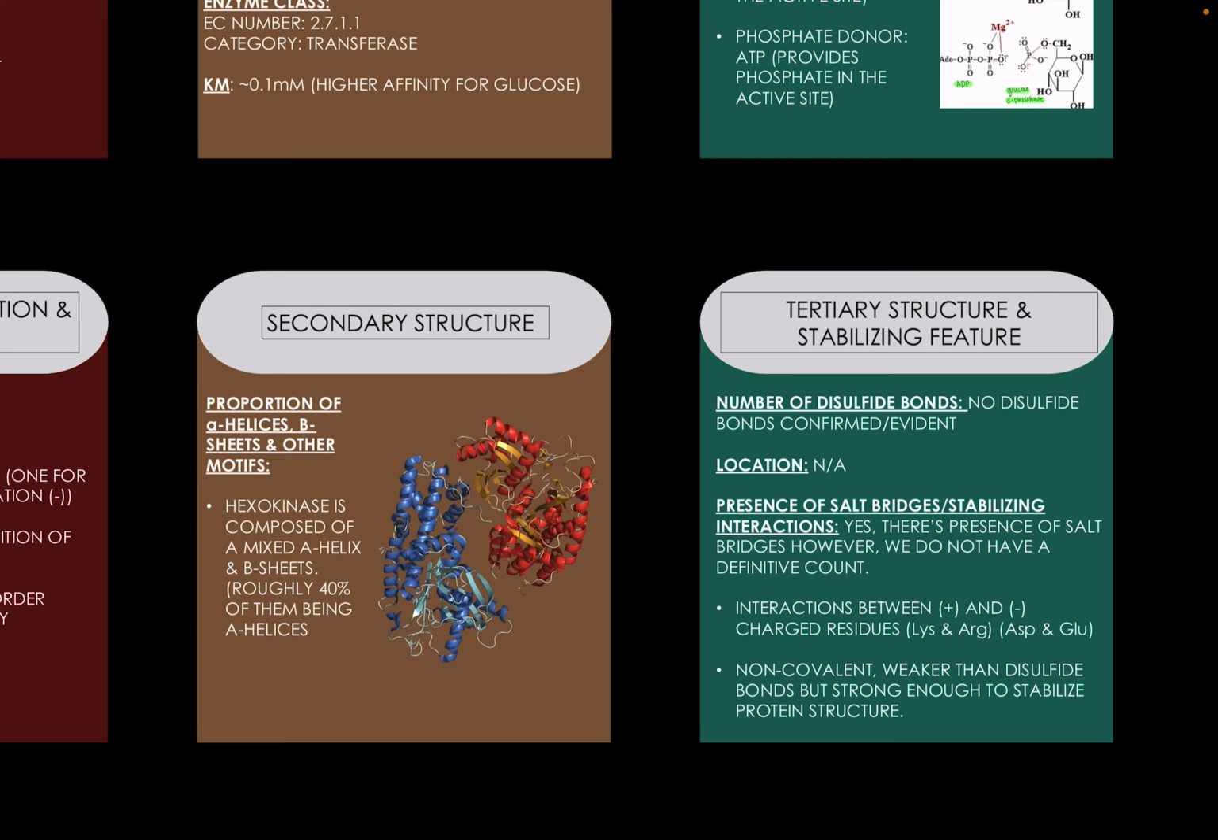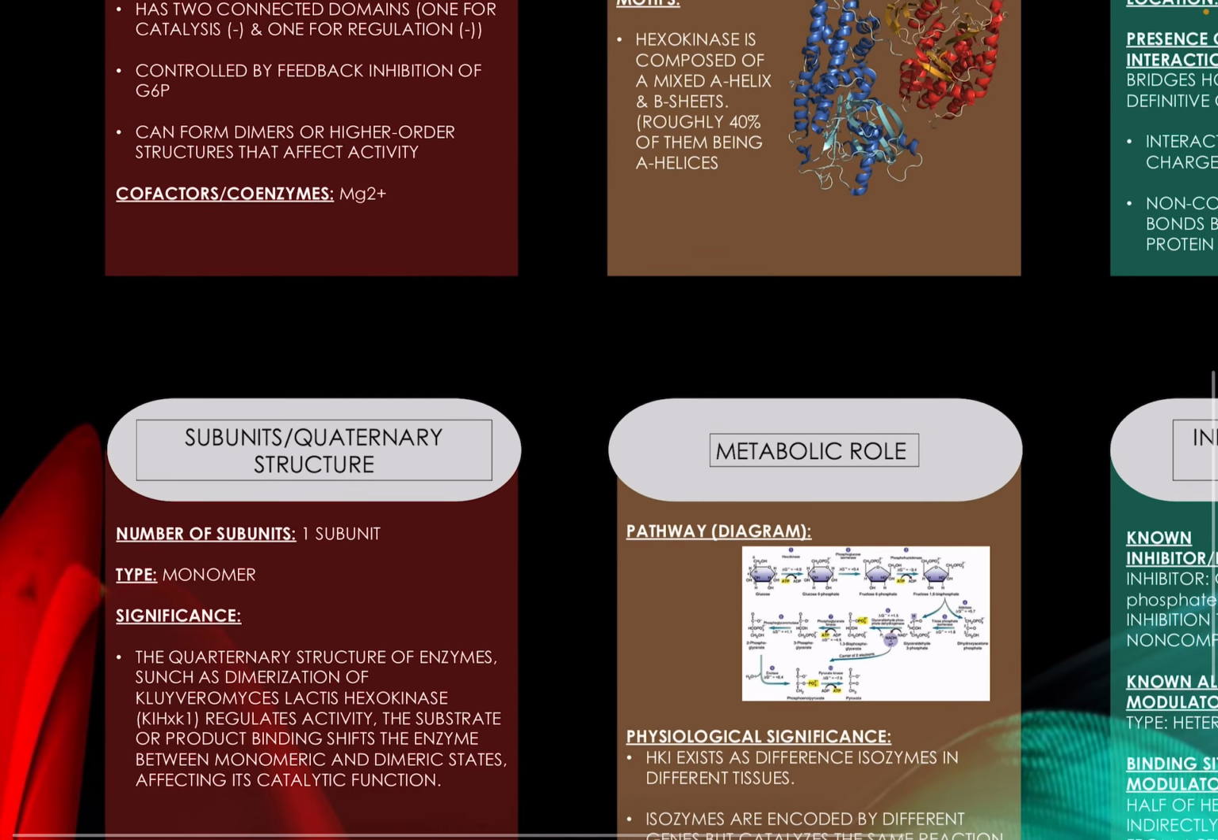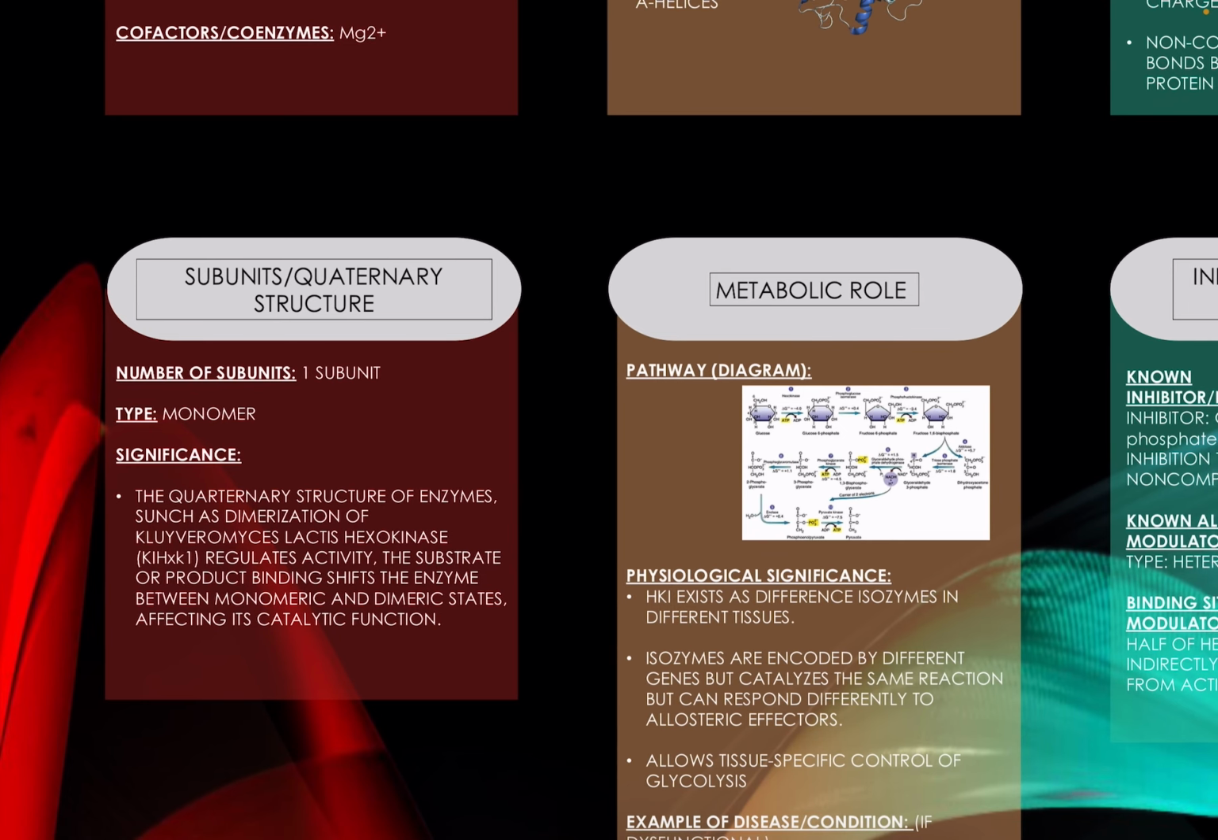Salt bridges are interactions between positively and negatively charged residues, positive being lysine and arginine, negative being aspartate and glutamate. They are non-covalent, weaker than disulfide bonds, but strong enough to stabilize protein structures. There is only one subunit, and the type is a monomer. The significance is the quaternary structure of enzymes, such as dimerization of Kluyveromyces lactis hexokinase, also known as KlHXK1, which regulates activity. Substrate or product binding shifts the enzyme between monomeric and dimeric states, affecting its catalytic function.